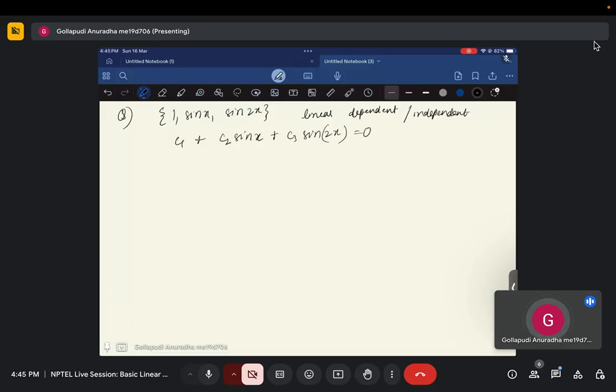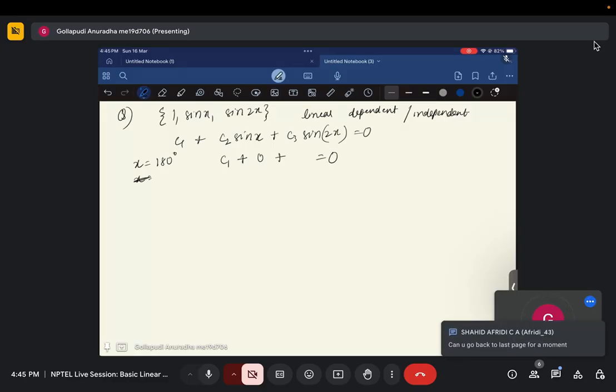So just take some examples, for example x is equal to 180 degrees. You take x equal to that, then what you will get? You will get c1 sin 180 degrees is going to be 0, and c3 of 360 degrees also is going to be 0. So it's going to be 0.